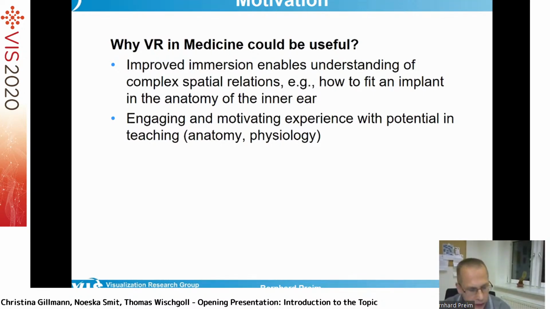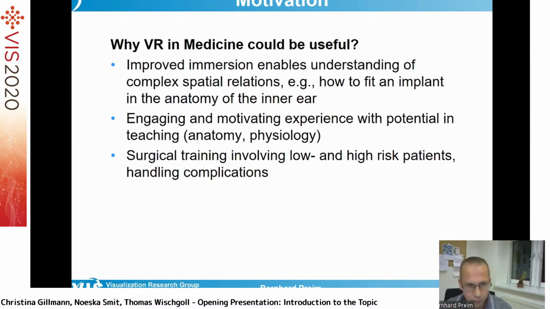In the introductory slide, Christina said that medical education is important. I agree. And I would add that virtual reality can improve engaging and motivating experiences that are very useful for education. It's not quite clear yet whether this motivation lasts for a long time. That needs more investigation. But at least initially, it really has a strong effect.